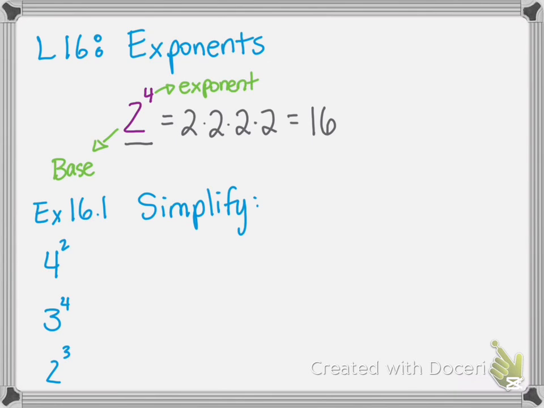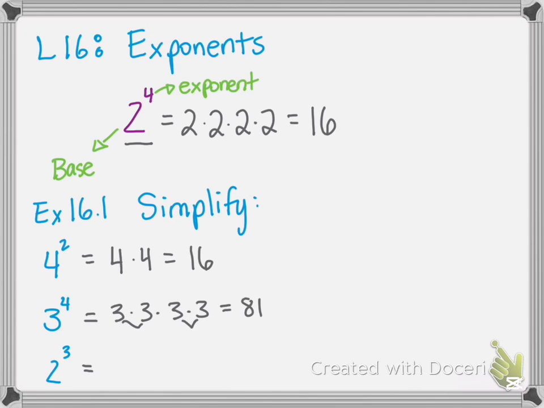So the first example says 4 to the 2nd power. So again, what this is telling us is that the 4 is multiplied by itself 2 times. 4 times 4 is 16. In the next one, we have 3 to the 4th power, which is 3 times 3 times 3 times 3. Now, I can simplify that very easily, doing 9 times 9, 81.